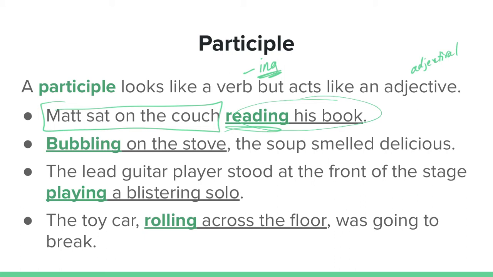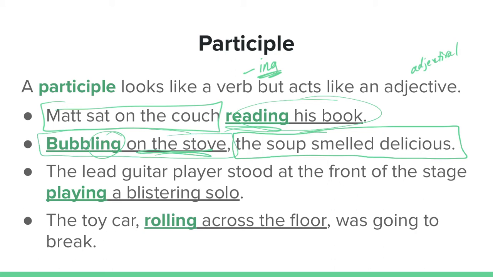Now for the second one, the base clause would be the soup smelled delicious. But since you can add these adjectival steps anywhere, we can add it to the beginning of the sentence. Bubbling on the stove, the soup smelled delicious. So bubbling, there's your participle. And your adjectival step right there, you add it before the base clause.